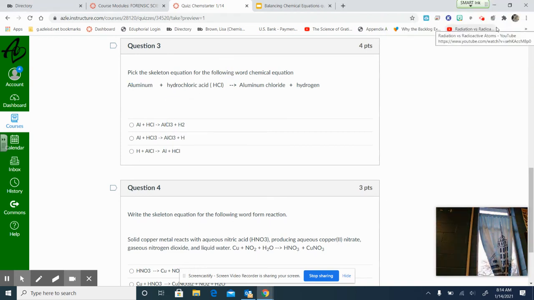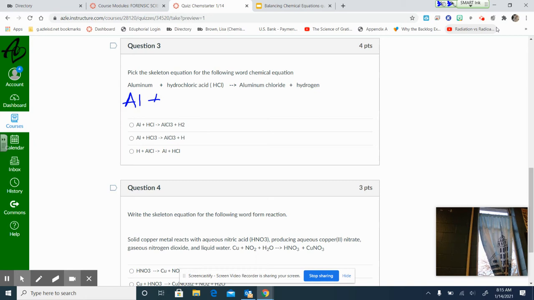Okay, now this one says, pick the skeleton equation of the following word chemical reaction. So we're just going to write out literally with the words to write in their chemical formula. So aluminum symbol is Al. Every time an element is by itself, you have to remember, is it diatomic or not? So 7 diatomics we just talked about. Aluminum is not one of them, so it doesn't need a 2. You just write it by itself.